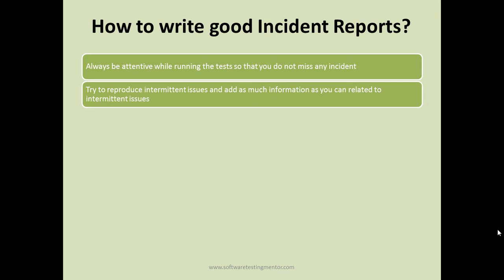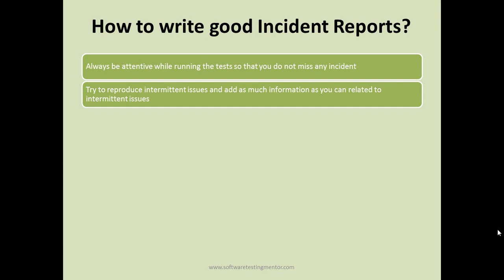Try to reproduce intermittent issues and add as much information as you can related to them. Mostly in software testing, you will find an intermittent issue which is not reproducible every time. So you need to narrow down that issue. You need to re-execute that test case again and again to narrow down the root cause, the exact steps and scenarios in which that failure occurs.